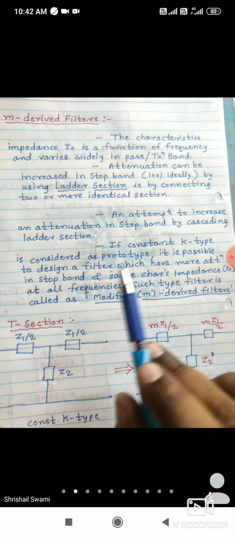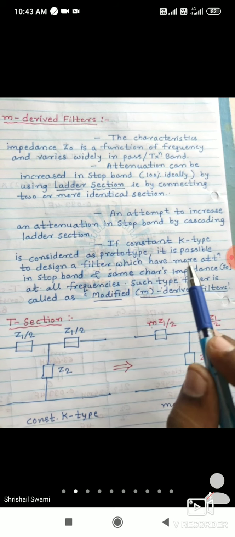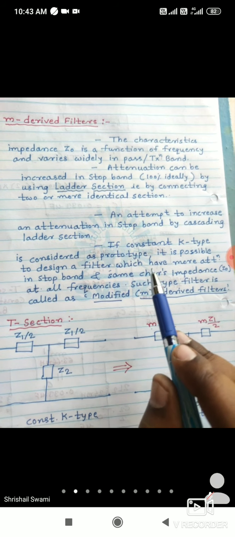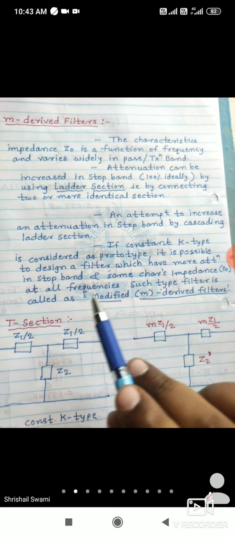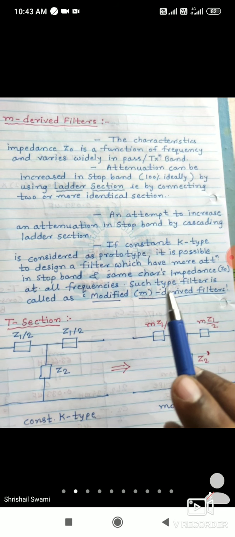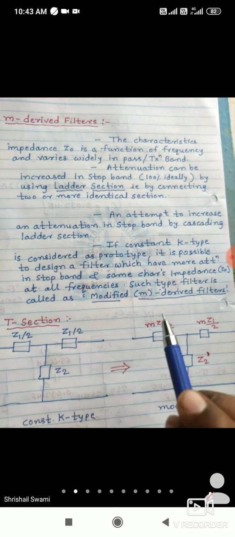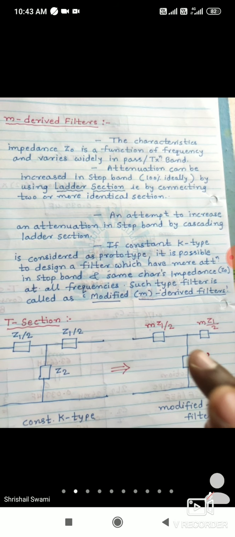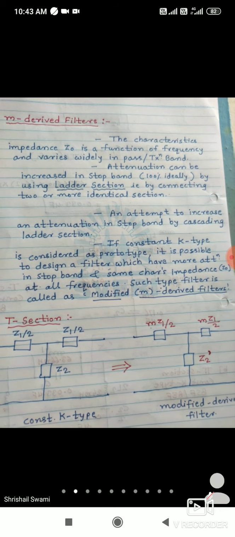If we consider the constant K type as a prototype, that is, the base, and we are designing a filter which has more attenuation in the stop band and the same characteristics impedance Z0 at all frequencies, then such a modified filter is known as what? M derived filter. We are doing the modification especially in the case of the constant K type low pass filter and constant K type high pass filter.